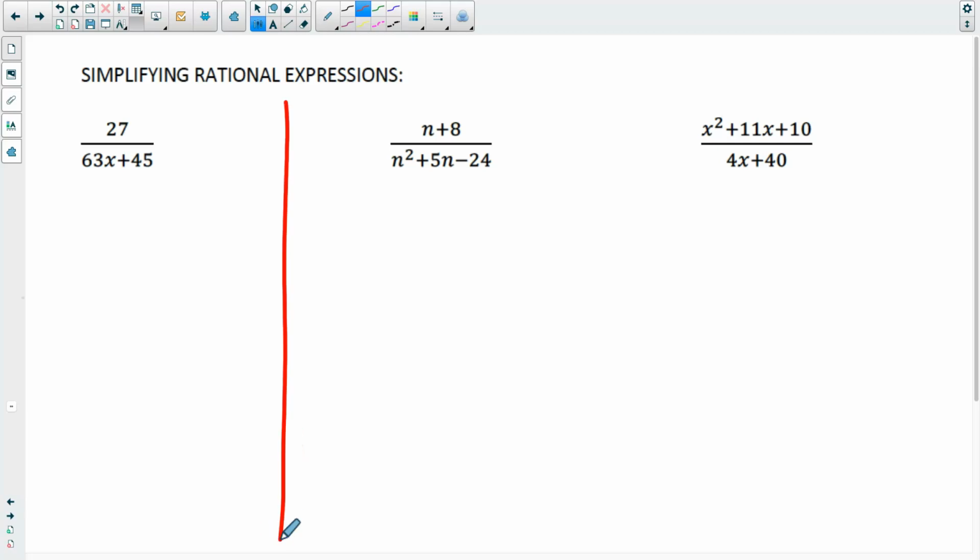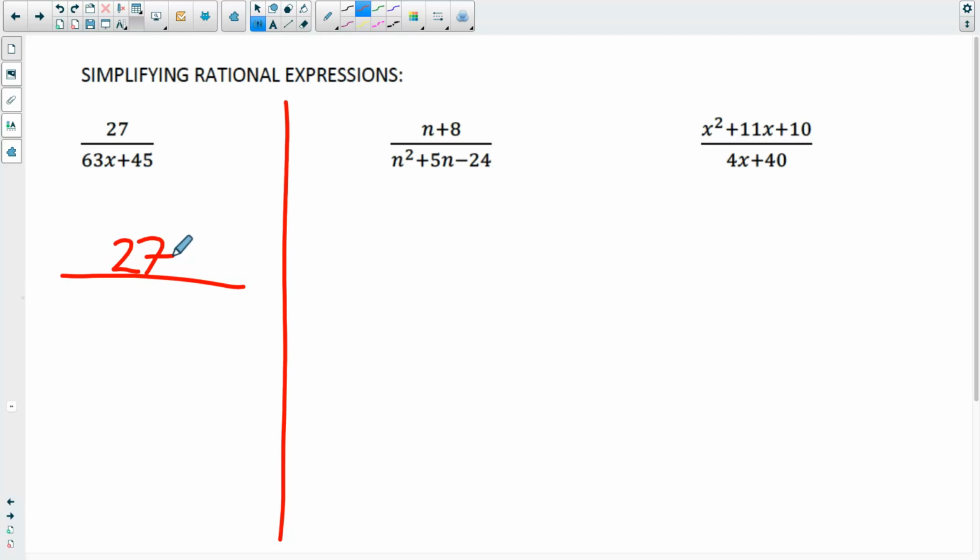27, 27. Nothing's happening to it. Going to draw a fraction bar and put 27. This is where you put your 2 favorite F words in math together. Fractions and factor. Now we go 63x plus 45. What is 63 and 45 divisible by? 9. And 9's perfect. You also could have told me 3, but you want your greatest common factor. So if you would do 3, we'd have to do more steps.